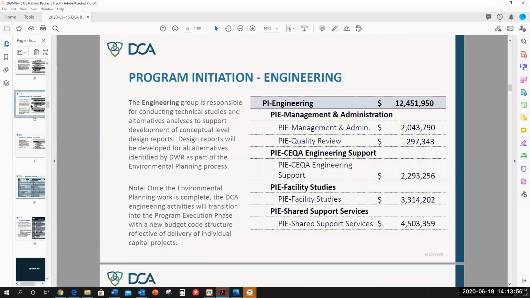Next. So we move into the program initiation phase, which is where we house and roll up all of our technical work. For the engineering work, that's largely going to be focused on completing the engineering plans for all of the alternatives identified by DWR as part of the planning process. Right now, we're working on 2 alternatives, the central and east alignment, and more alternatives may evolve as DWR completes their scoping efforts.